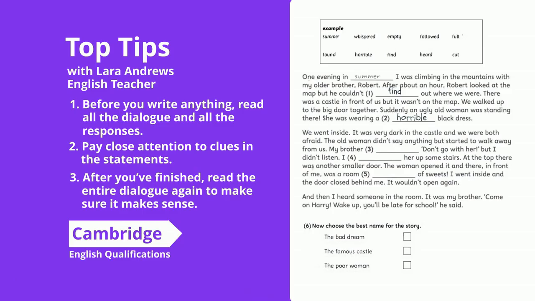So, how do you think you did? For question 3, the answer is whispered, because that's how Robert said, "Don't go with her." For question 4, we need a verb because the action involves going up the stairs. The answer is followed. And for question 5, we're describing the amount of sweets in the room. The correct word is full because the room was full of sweets.